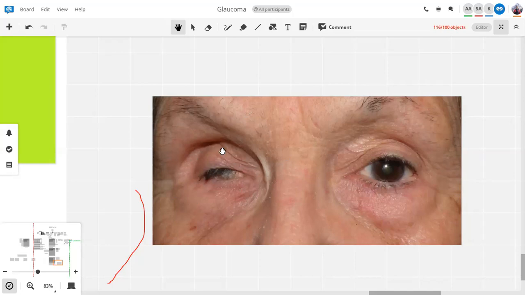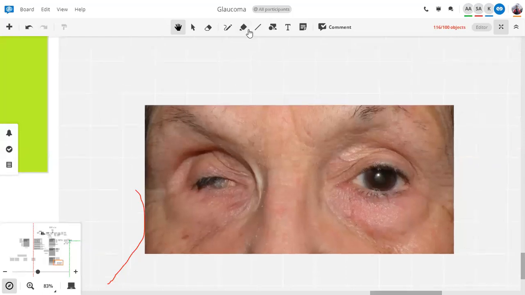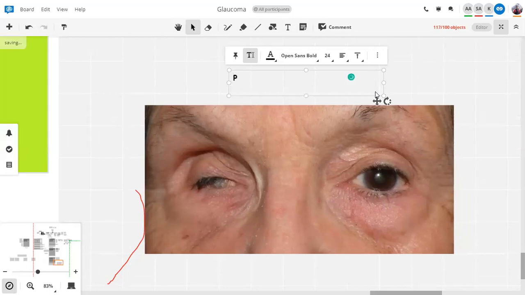If this person tries to close the eye, you see that his eye is deviated. We cannot appreciate any of the structures inside. I mean, we cannot differentiate the iris properly, the lens properly, or any of the structures properly. This condition is called phthisis bulbi.